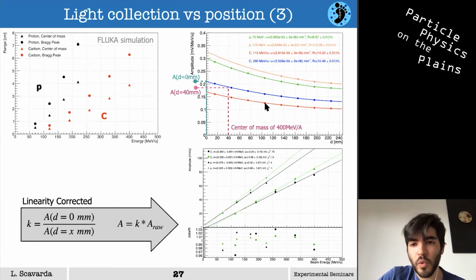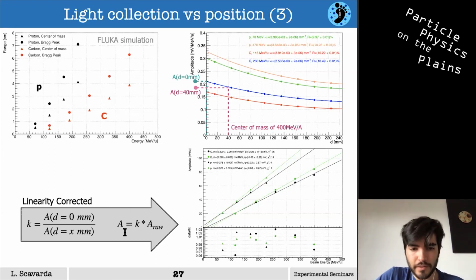Of course, we can use one of these trends because we have seen that the effect doesn't depend on particle and energies. And also we can take the amplitude if this effect were not present, so if the particle crosses 0 millimeters inside the BGO crystal. From the ratio between these two values, we can find the K factor in order to correct the amplitude. So here we have the linear response of the calorimeter after the correction.